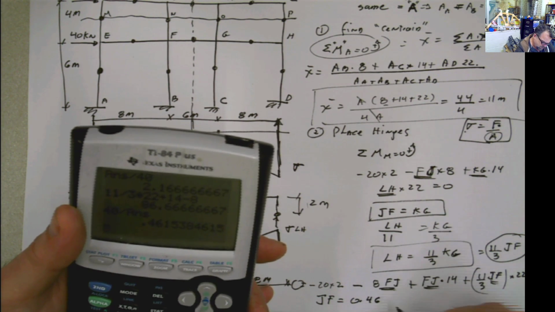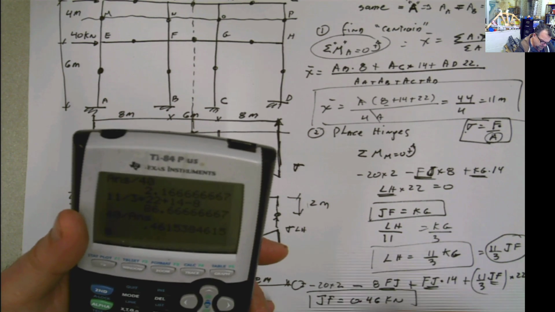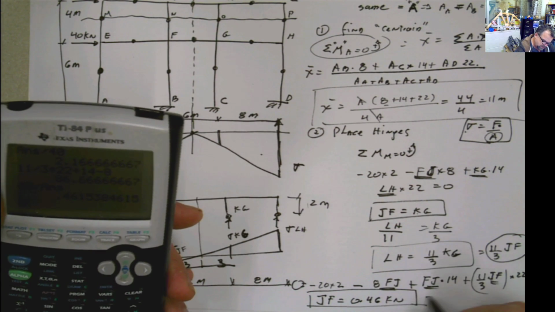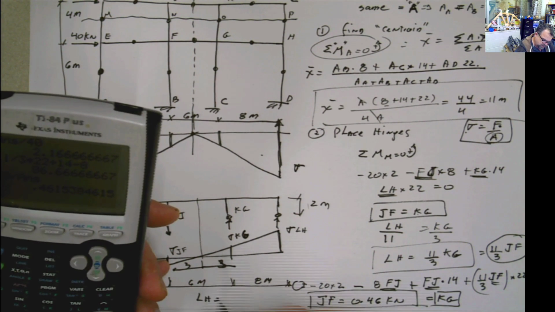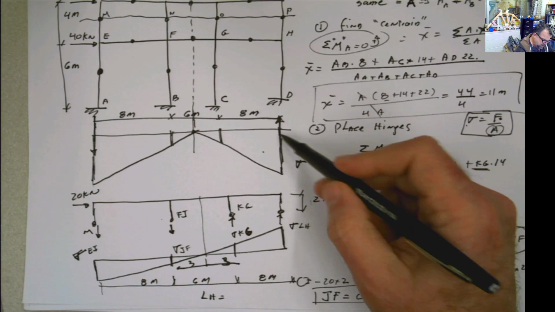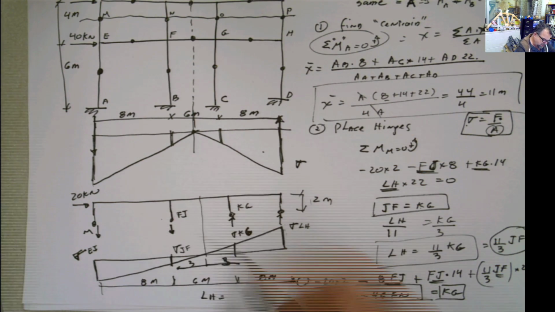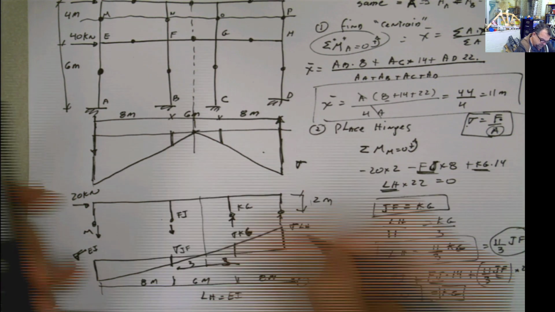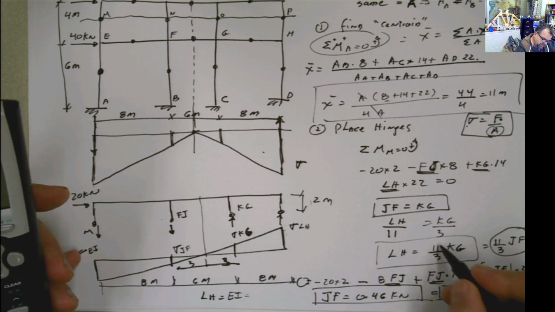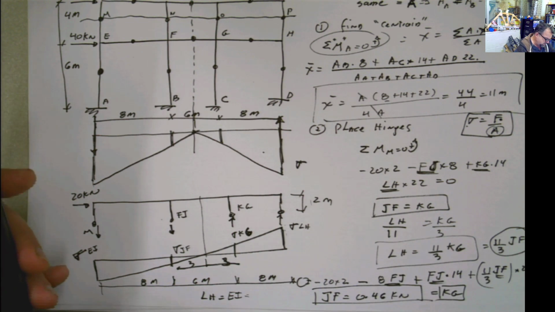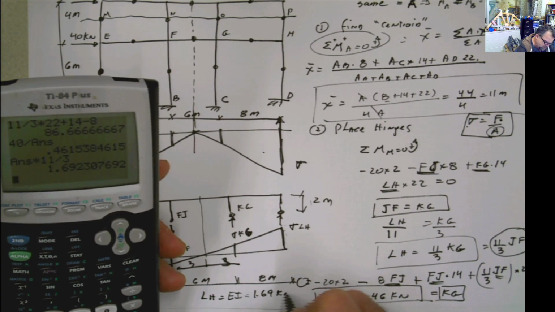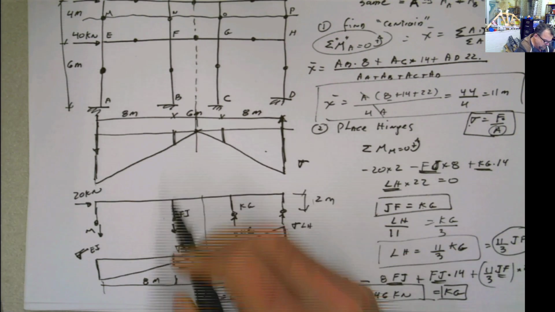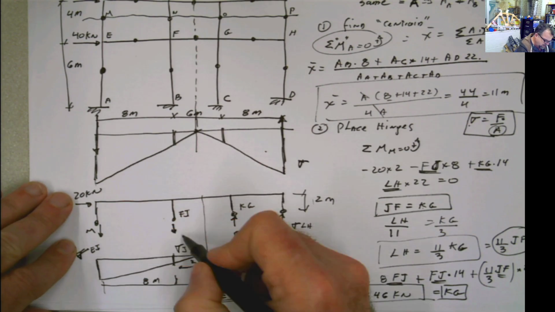0.462 kilonewton. Let me keep it here. So that's the value for JF, which is the same value for KG. And if I want the value for LH now, LH is going to be equal, by the way, to EI for the same reason, because of symmetry, and that's going to be equal to 11 divided by 3 multiplied by that, and that's 1.69 kilonewton. Now we have all of these forces here, acting here, here, here, here.